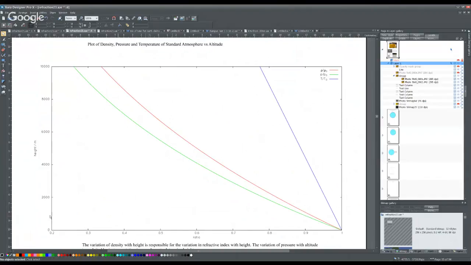So as you can see, as we go up, the density, the temperature, and the pressure all decrease. The density, which is the one we're normally interested in, is this red one, and it follows this sort of curve here. So as you go up, it follows this curve. And so, for instance, at 2,000 meters up, we're about 0.8 of the density we had at ground level.